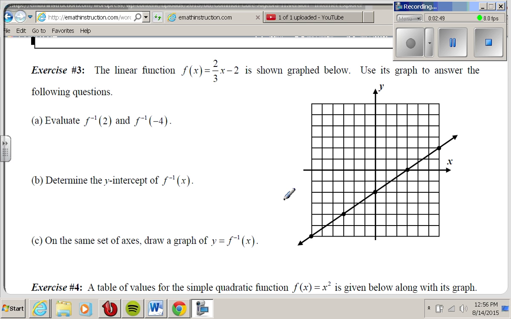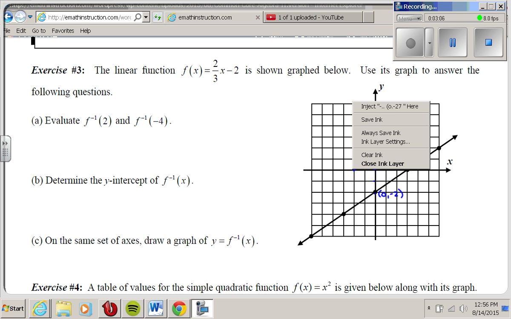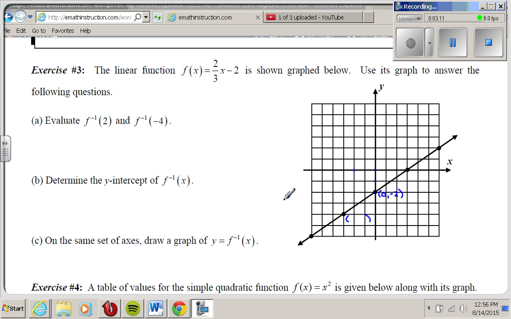So what we're going to do is we're going to take each point's coordinate pairs and take the inverse of them and replot. All right, so I'm going to start with the y-intercept. The y-intercept is currently the point 0, negative 2, which means the inverse is going to have the point negative 2, 0. Here I've got the point negative 3, negative 4, which means I'm going to have negative 4, negative 3 as a point on my inverse.